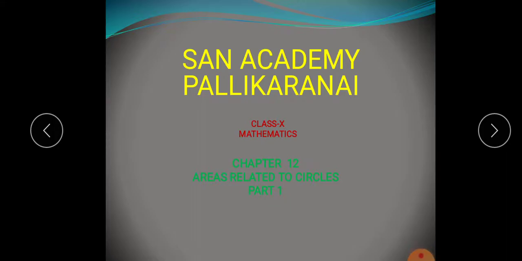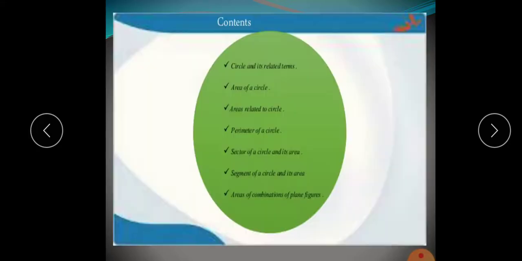Today's class, we are going to learn the November month portions. There are two chapters for November month: chapter 2 and chapter 13. This chapter carries 10 marks. Areas related to circles and surface areas and volumes. Let me see first areas related to circles.